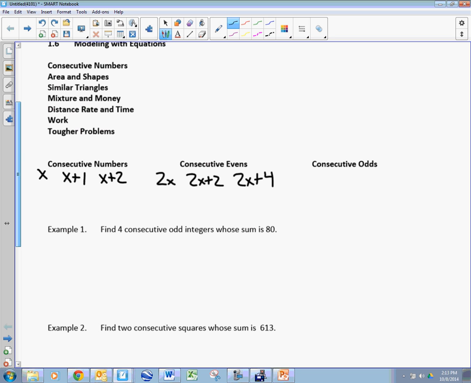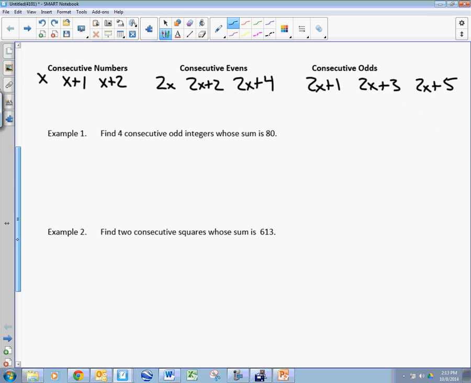Making something odd isn't that difficult once I can make it even. Suppose I have an even number. What do I do to it to make it odd? Add or subtract an odd number. So plus 1. What will be the one after that? 2x plus 3. One after that, 2x plus 5. Excellent. So you got an idea for consecutive numbers, consecutive evens, consecutive odds.